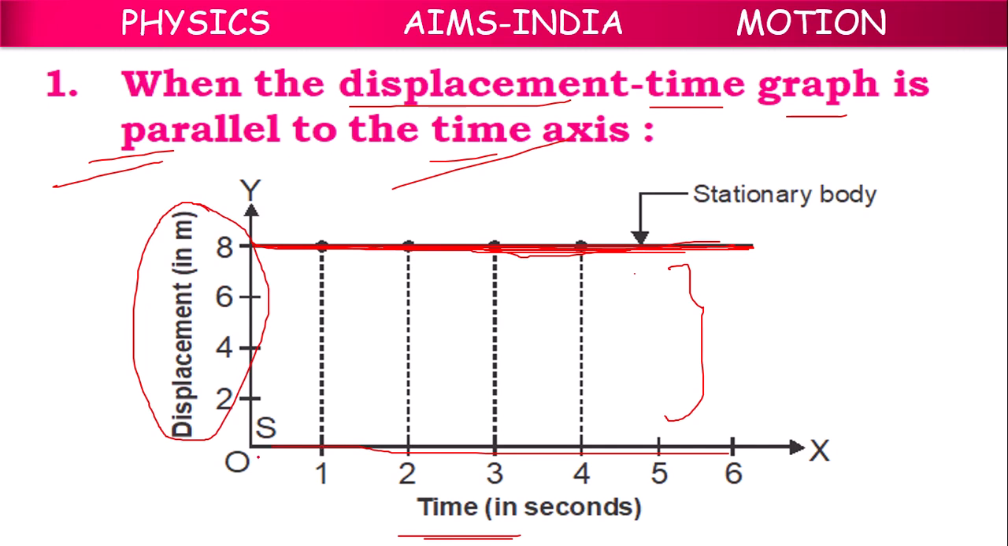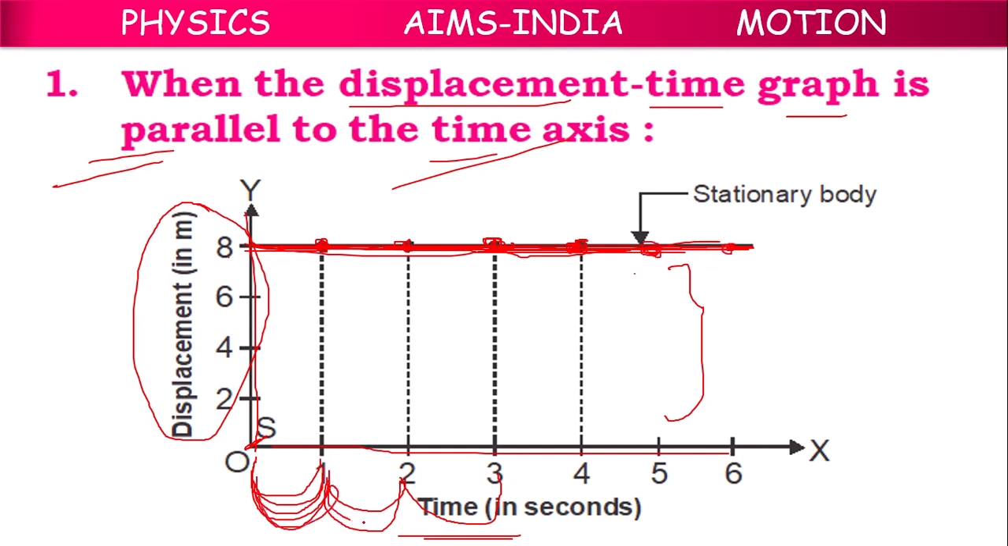Means 0 to 1 seconds. In 1 second time interval, the displacement is 8 meters. 1 to 2 seconds, there also displacement is 8 meters from the origin. After 2 seconds also the displacement is same. After 3 seconds also displacement, which is plotted on y-axis, the y value at this point is 8, after 4 seconds is 8, after 5 seconds is 8, after 6 seconds is 8.